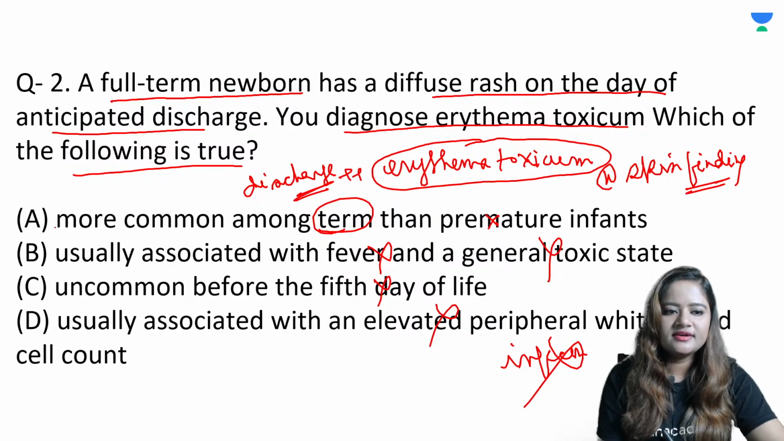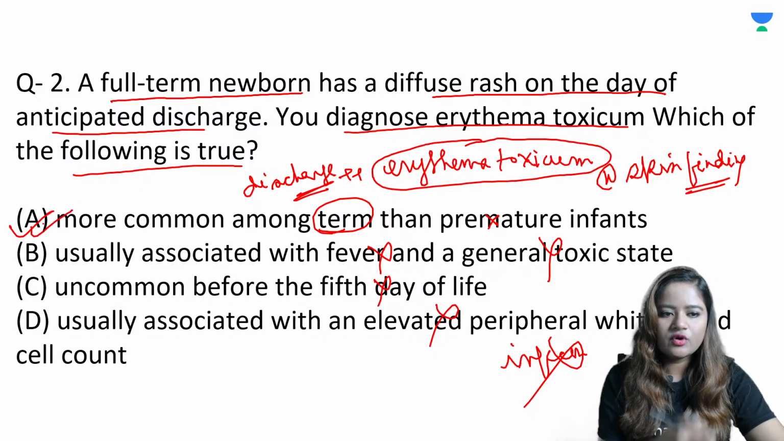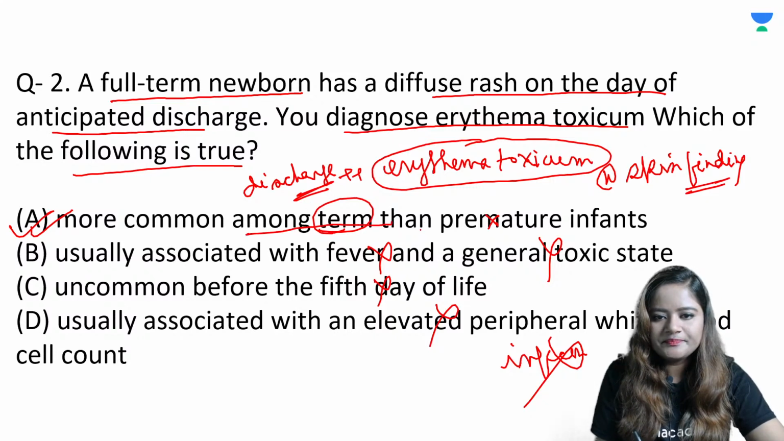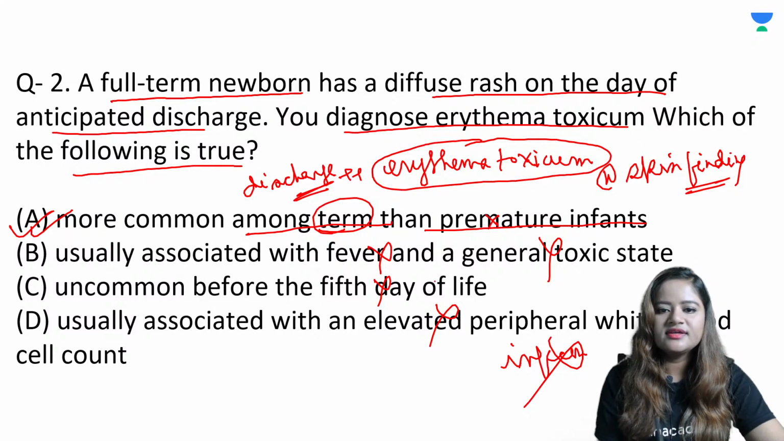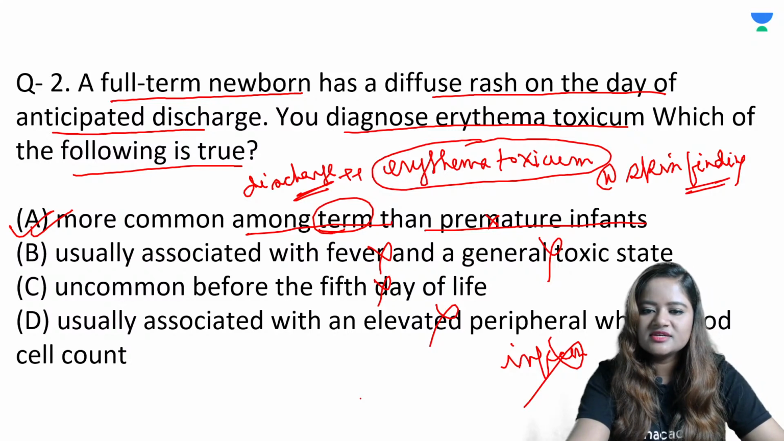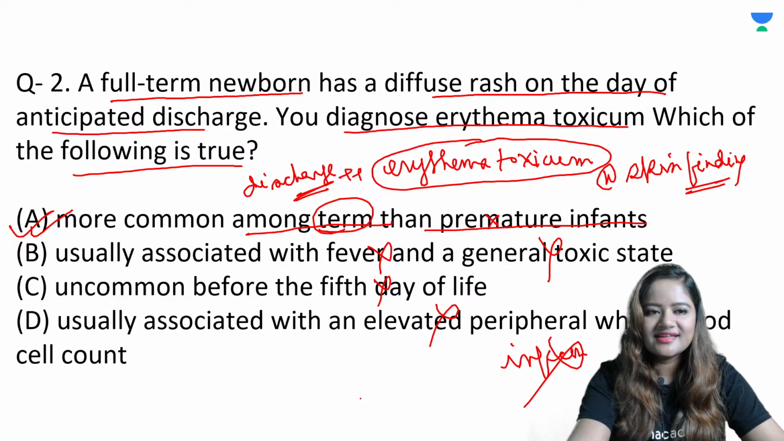So what becomes the right answer over here? Then you have to go for option number A, which is otherwise also right, that it is more common in term than the preterm babies. So option number A becomes right over here. There are no conditions of any sepsis, fever, toxicity, or increased TLC count. Is it clear? Please leave a thumbs up those who are understanding and you are okay with the answer.